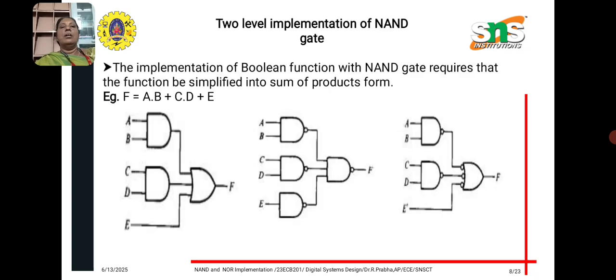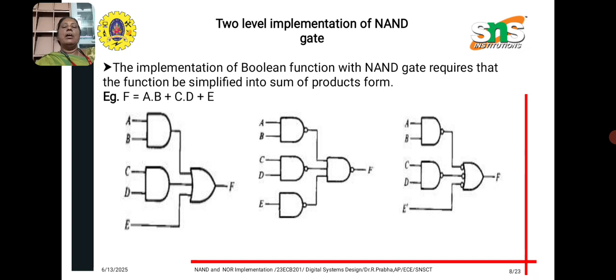Now if we take a function f equal to AB plus CD plus E, how do we implement this Boolean function using NAND gates? We are going to see it in this example. For the given Boolean function, in order to get AB we use an AND gate, for CD we use another AND gate, and E is directly given. The final function is the OR function. We give all the outputs to an OR gate to obtain the original function f.